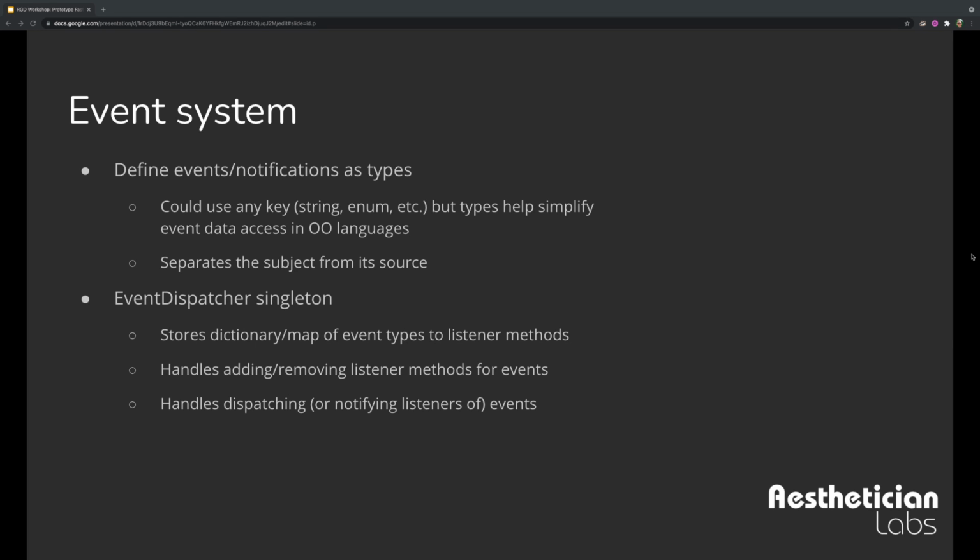So in this case, I usually set up some kind of event dispatcher, singleton, or static class, and that stores a dictionary of event types to listener methods. So similar to our list of observers, we store event type mapped to event-like method lists, right? Same as in C# you would have your action, it's event to action. And then it provides an API for adding and removing listener methods for events and handles dispatching or notifying listeners of events. So, that's why we call it event dispatcher.